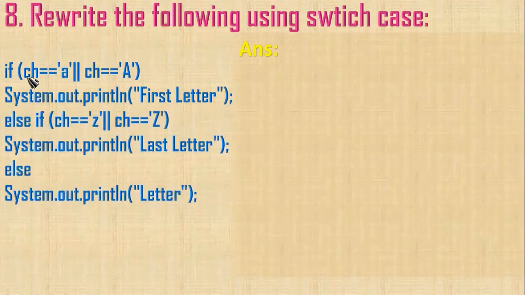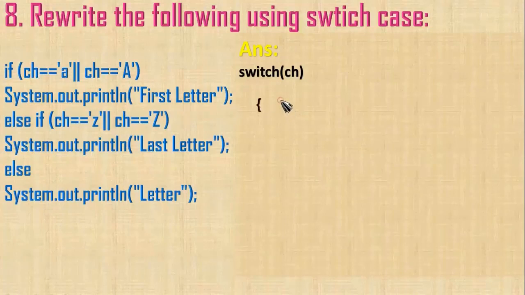Here you can see ch is equal to small a or capital A. So when we convert this into switch case, if this case or this case, it should continuously run. So in between, break will not be there. So what we do, we will give switch ch. So we are going to check for ch only.